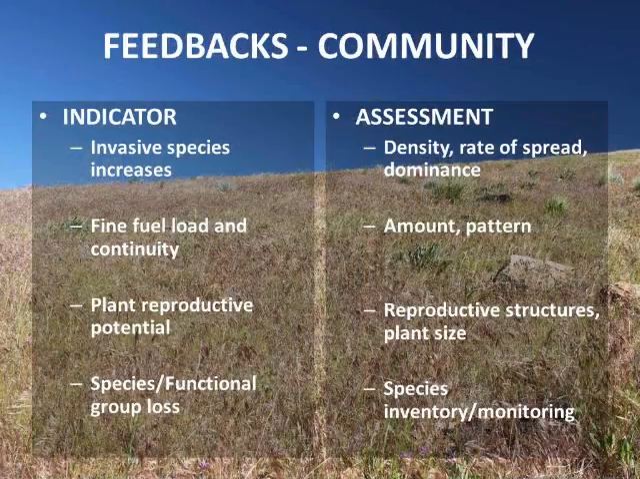When we're thinking about the plant community, obviously invasive species are something, we can measure density, rate of spread, are they dominant? The picture in the background, obviously cheatgrass is dominating this site. Fine fuel loads, plant reproductive potential, species and functional group loss. Have we lost a whole functional group? Have we lost all of our shrubs? Have we lost all of our trees? So those are things you can think about when you're trying to think through the processes that are either degraded or might show some indication that maybe we're close to crossing a threshold.